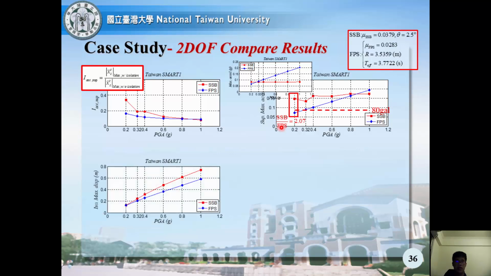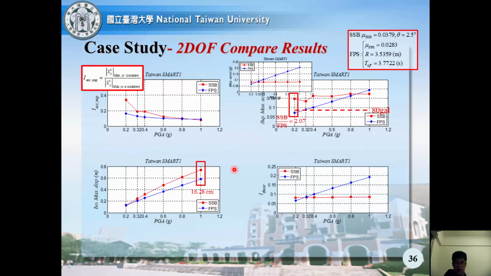For the displacement response, we may see that the gap between the two systems will gradually increase, and the largest gap will occur when PGA equals 1 G. And here we have a shear index, which is the maximum base shear of the system over the total weight. From this figure, we may see that the shear index for the SSB will remain at a constant value. However, for the friction pendulum system, it will gradually increase as PGA increases.